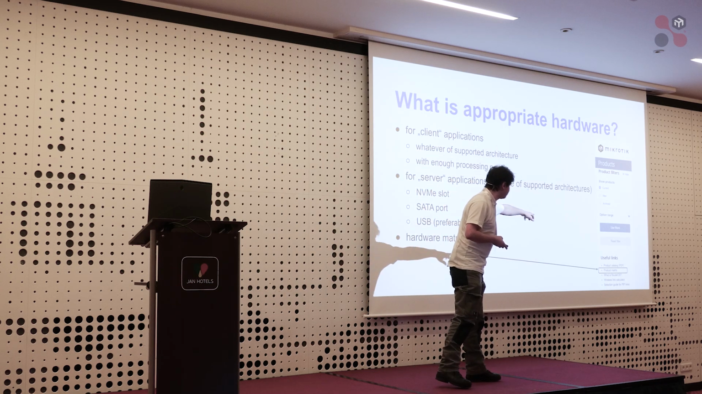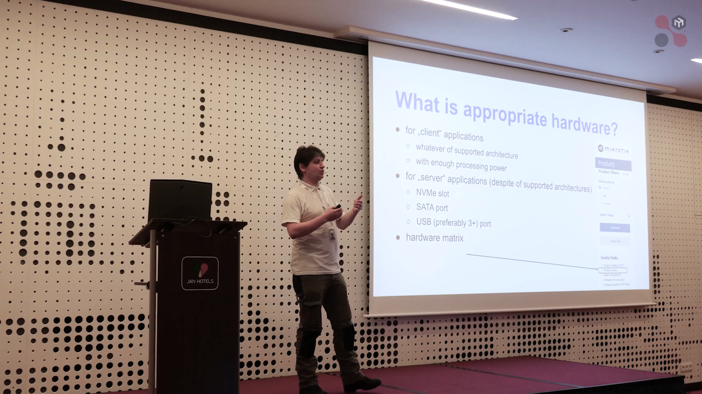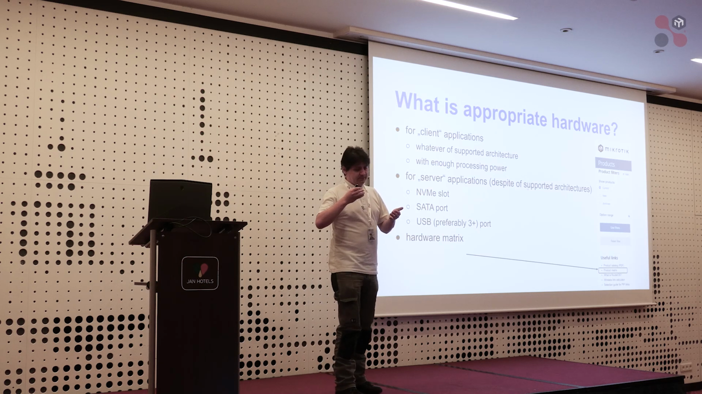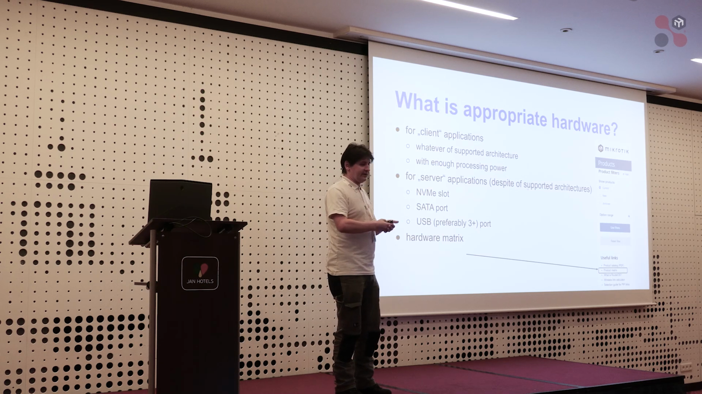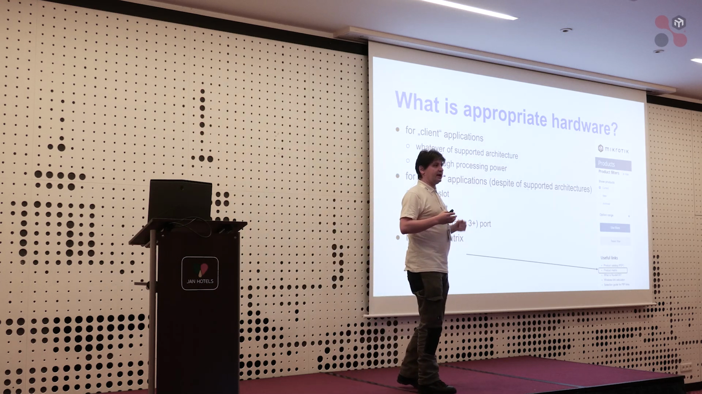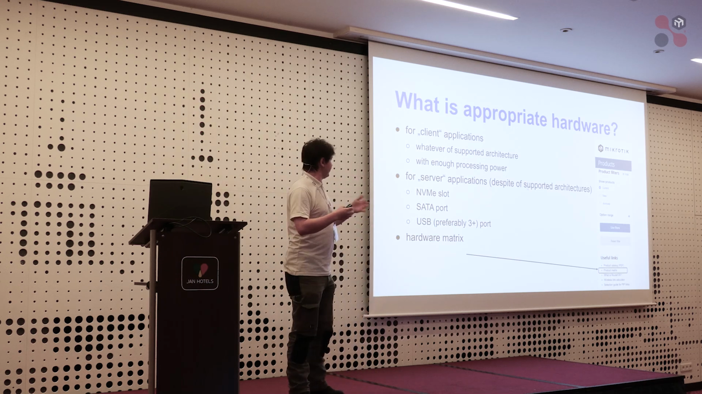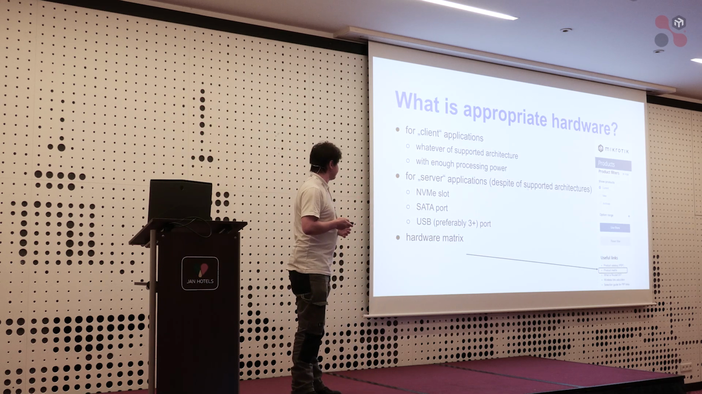And there is a link called Product Matrix on the hardware page of MikroTik. There you can find all of the boards or devices, what ports they have, how many Wi-Fis they do have, which is not important for us, but it is all there, and you can download it in CSV format, and you can find whatever device is appropriate for you.